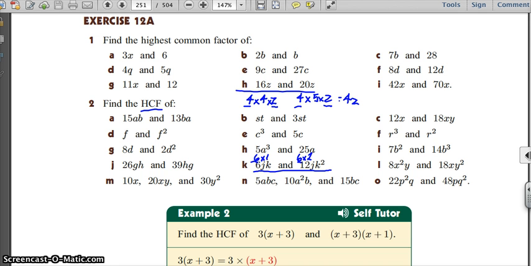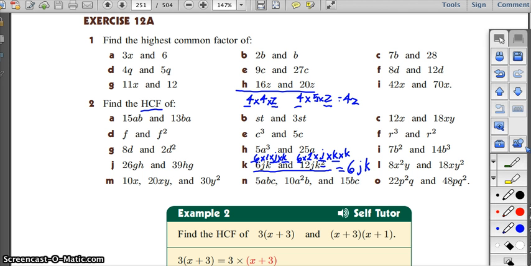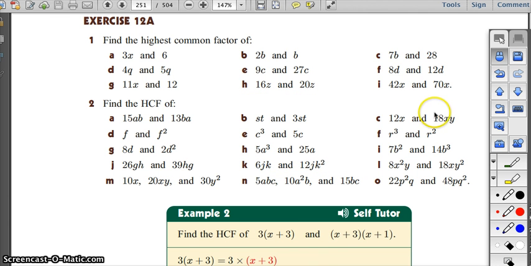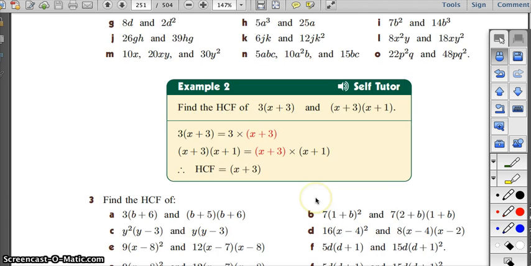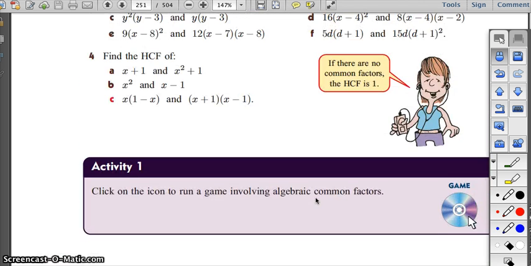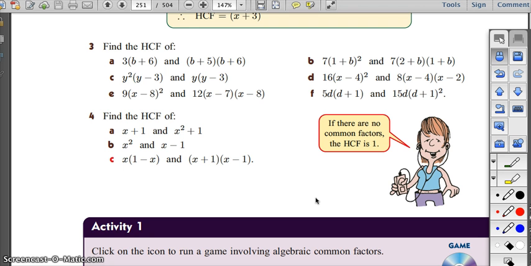Anything else? Ash? The J and the K, what have we got here? We've got times J and times K. And here we've got times J times K, because we've got 2 of them. J, K, J, K. Therefore, highest common factor 6JK. All right. Relatively easy, one would think. Hopefully you've recaptured that information.